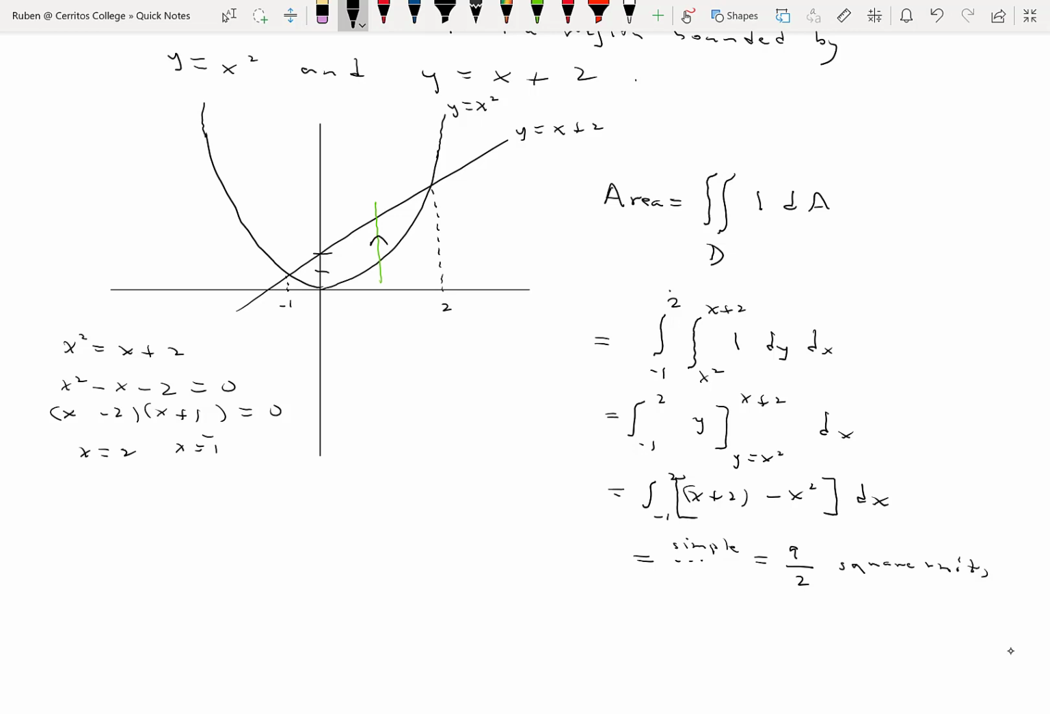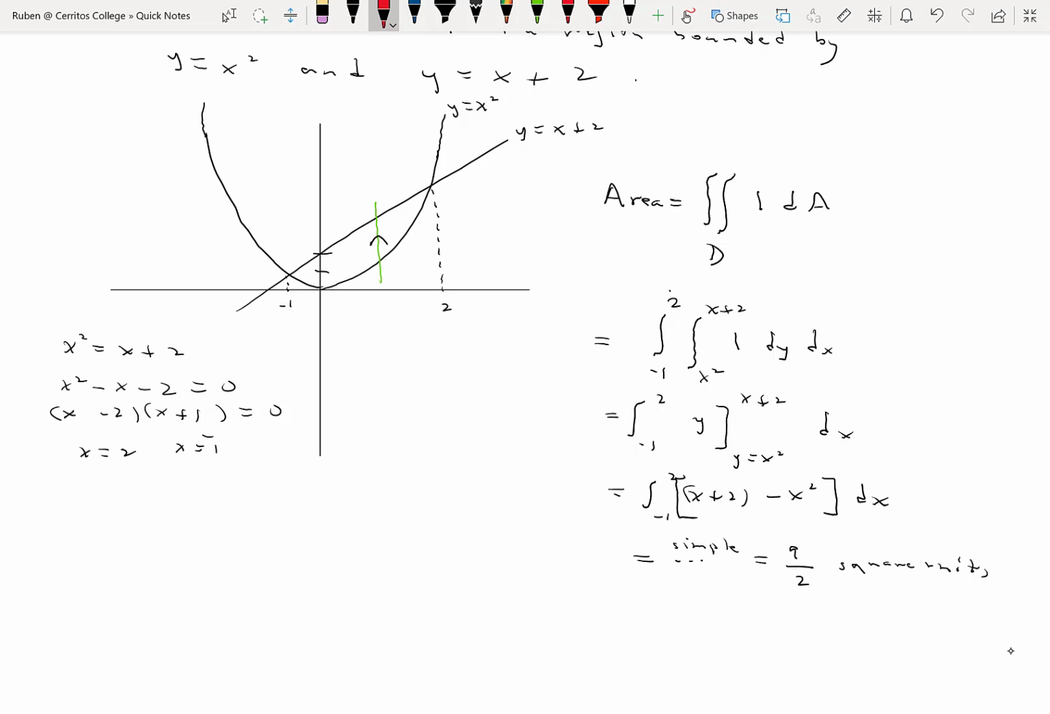Now, I want to see what happens if I reinterpret my region as a type 2 region. Type 2 regions are interpreted as regions where we have x as a function of y on the left and x as a function of y on the right. And we have some problems. Look at our region. If we interpret this region as a type 2 region, we have, for a while, the line on the left and the parabola on the right for a while.